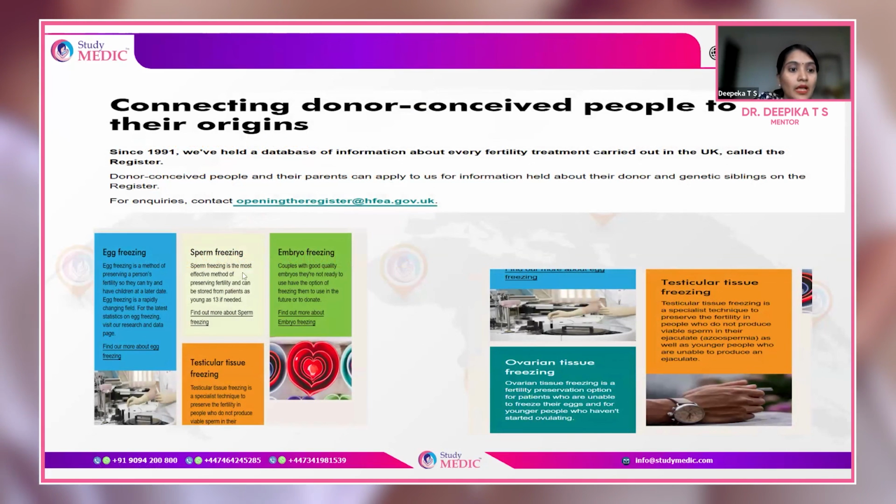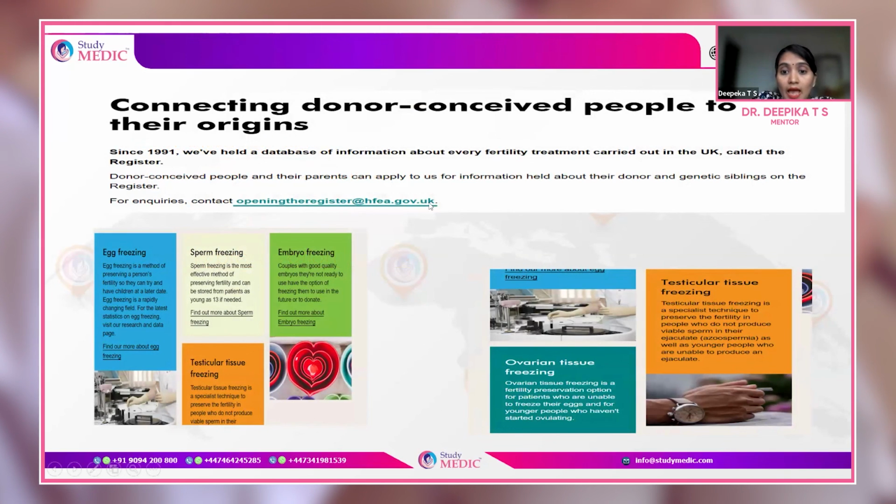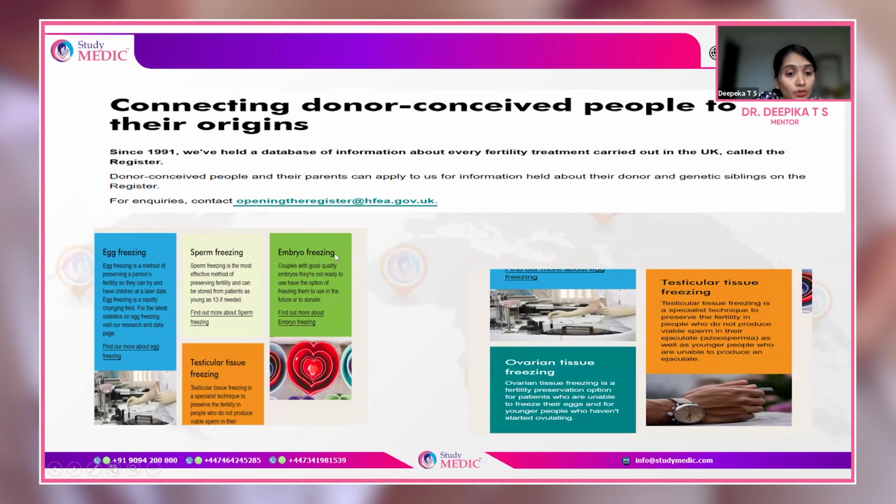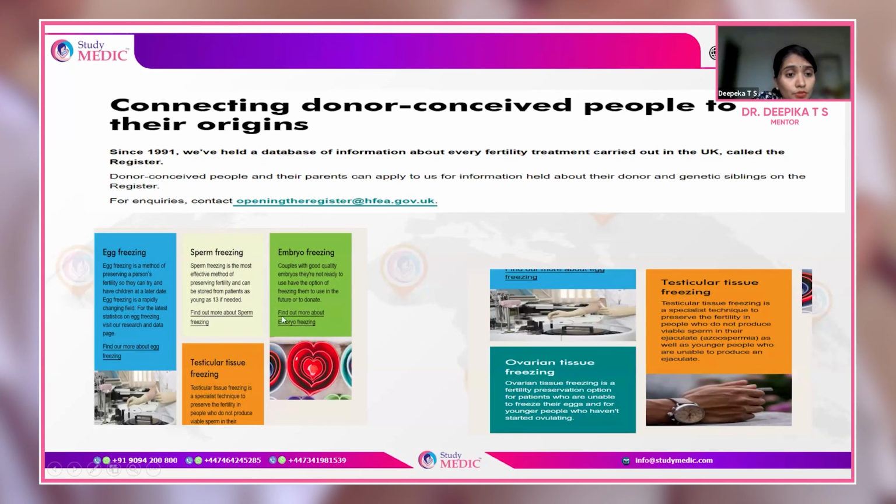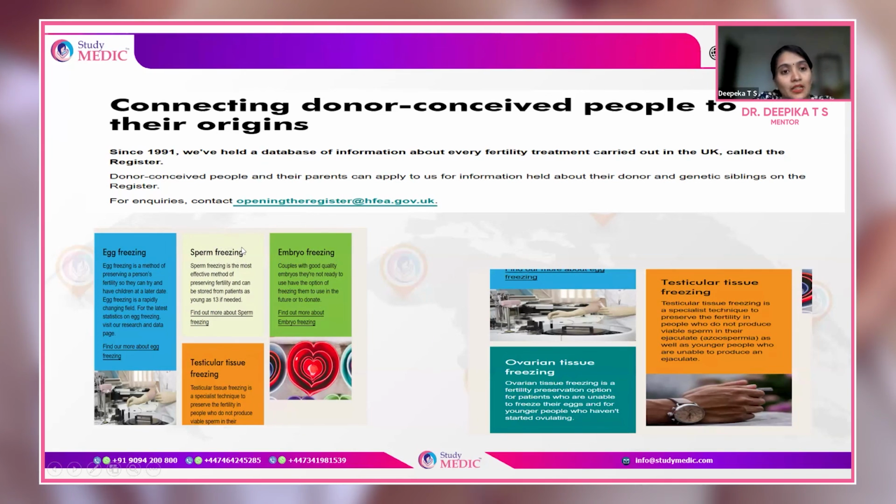It's very interesting, and you have information about egg freezing, sperm freezing, embryo freezing, and what the indications are. For example, single women and women who are not ready to embark on pregnancy can go for egg freezing. And men in the armed forces have the option of sperm freezing. So just go through the website. It gives you so much knowledge. All right, so this is all I want to say.